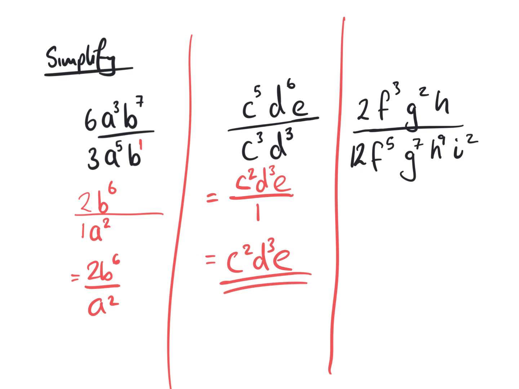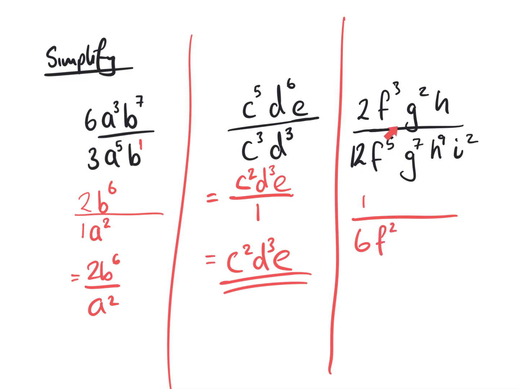The next one we've got here are 2 over 12, which we can simplify to 1 over 6. And then we're going to do the same thing. Where are there more, top or bottom? Well, there's more on the bottom. So that's f at the bottom, and there are 2 more, so f squared.